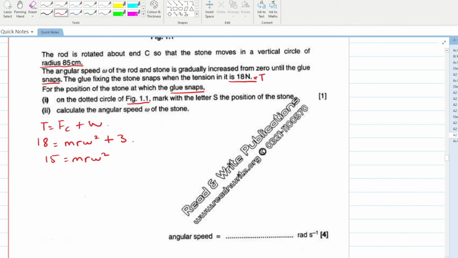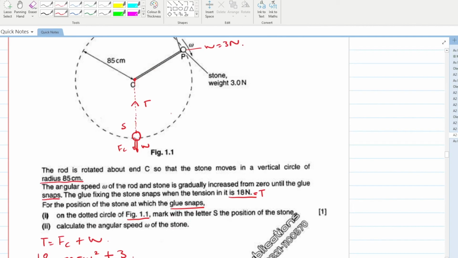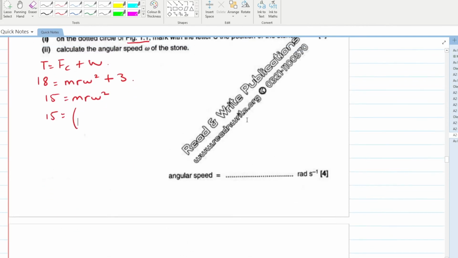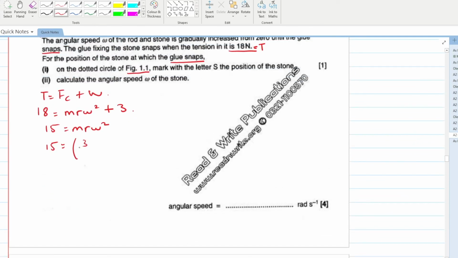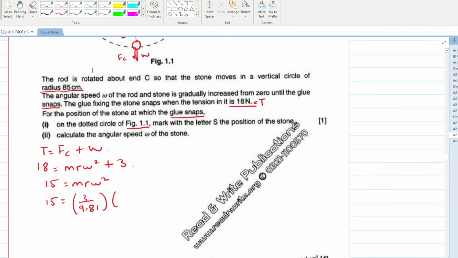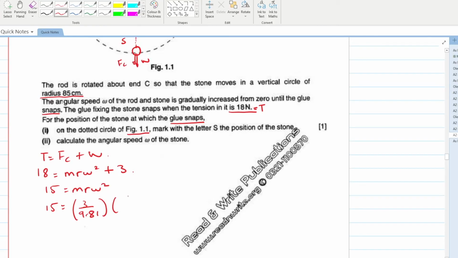Am I given the mass? No, but I am given the weight. So let's put 15 here. Do I know the mass? No. What will I do? I will divide the weight, which was 3 Newton, by 9.81. Do I know the radius? Yes, 85 centimeter. I will put it in meter, 0.85.